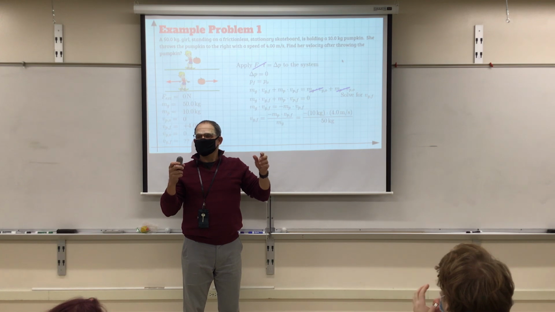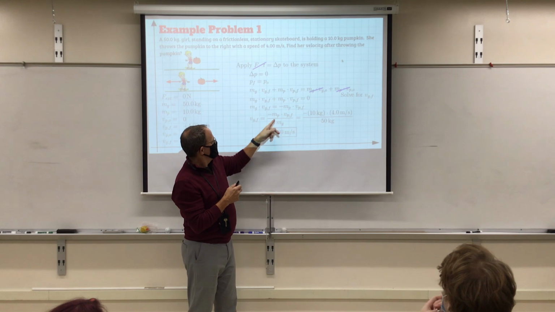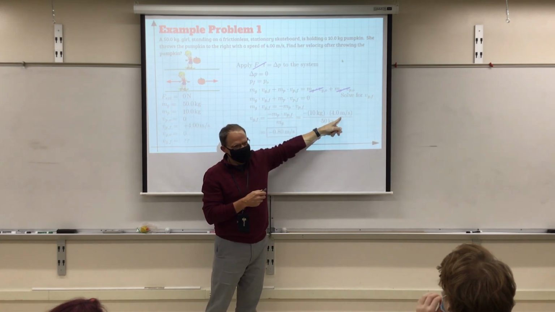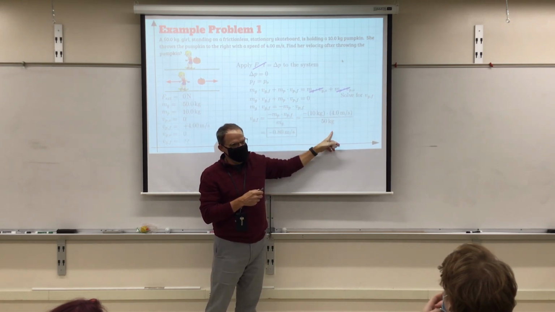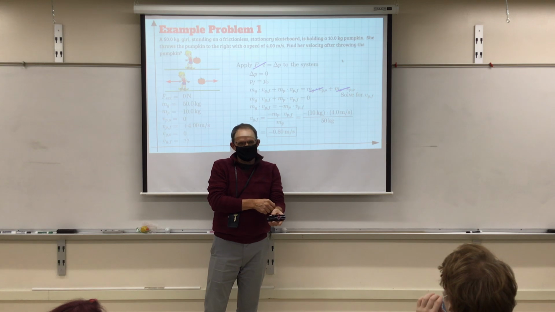Negative 0.8. How do you do meters per second? Hey, what's 10 times 4? 40. 40 divided by 50? I don't know. 80 divided by 100? 4/5? Oh. 0.8?